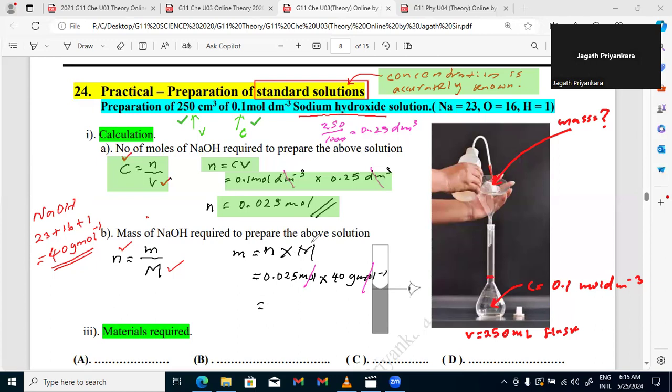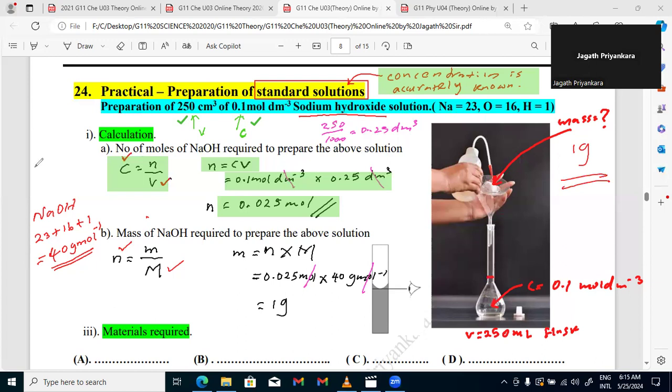Yeah, it's 1 gram, right? Yeah, it's 1 gram. So now we found the mass. We need how many grams? 1 gram of NaOH. Can you see the parts here?